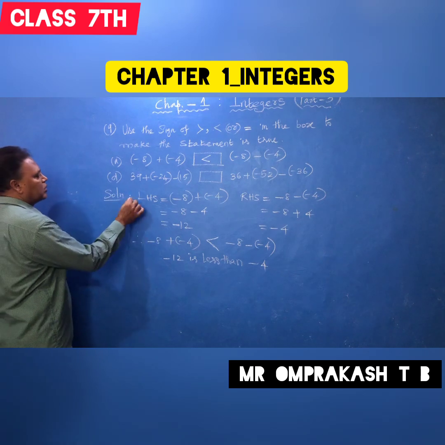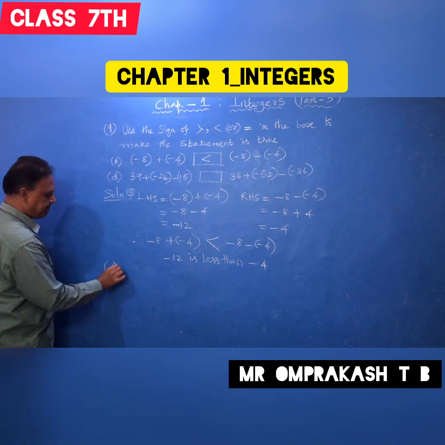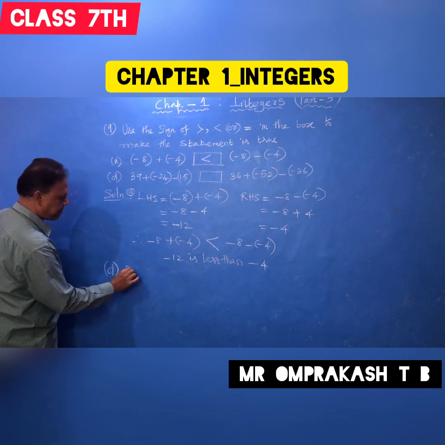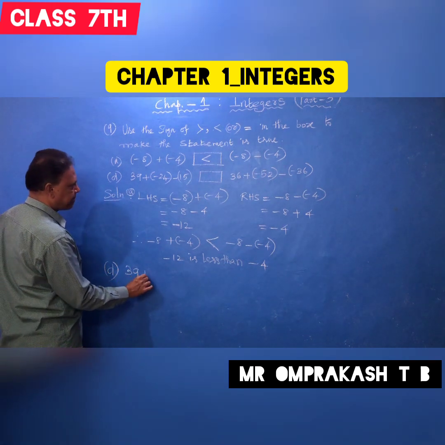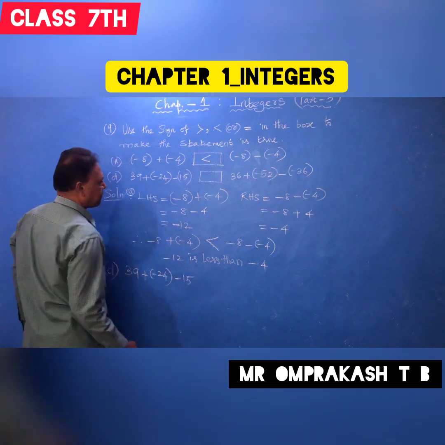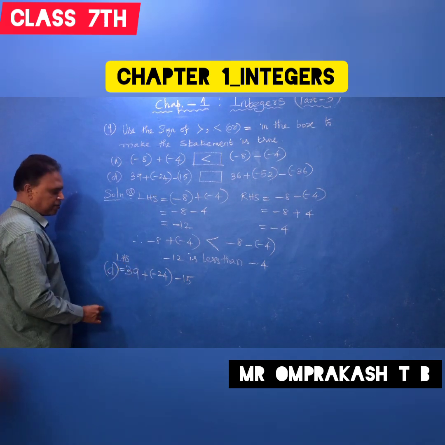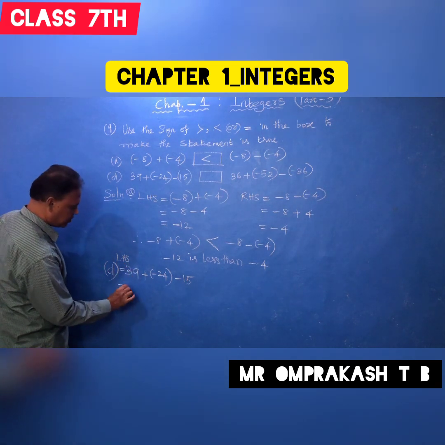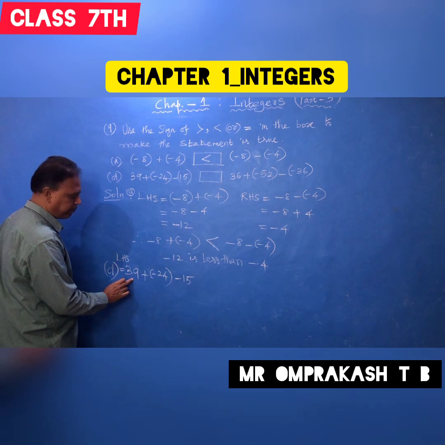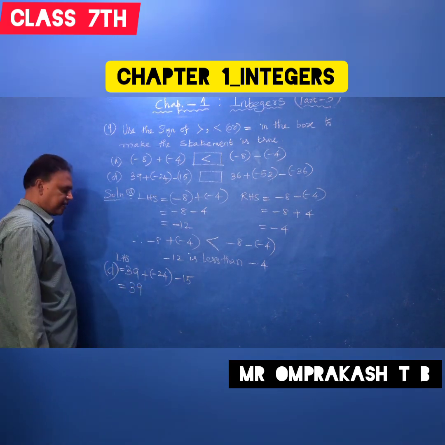Now, part D also we will see. Take the left hand side. Left hand side equal to, okay. First you calculate. Write 39 as it is.